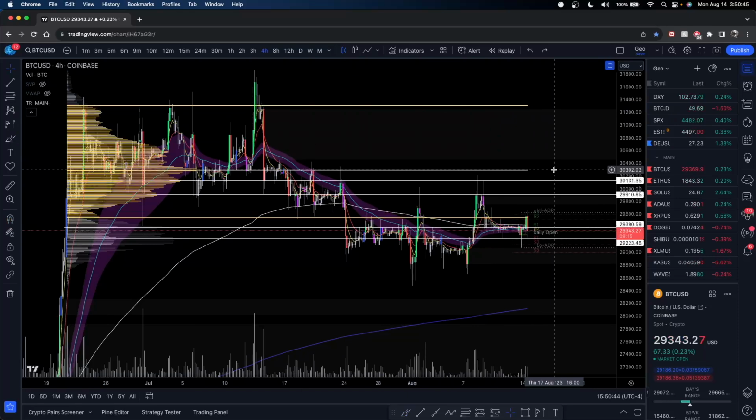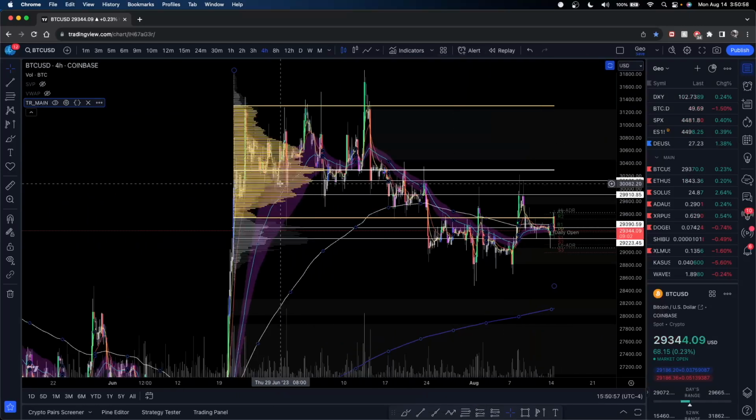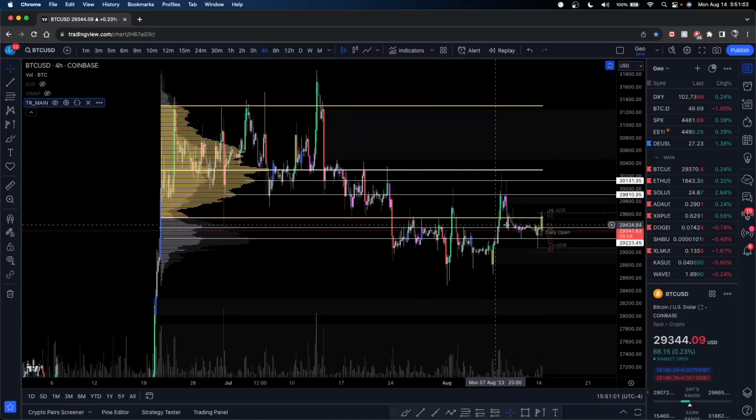Okay, so that's how I use the vectors in confluence with the value areas. And that's how we can use it to make some trades. So right now, again, I still think that we're going to break this range to the upside. I've been saying it since here. We did break down. Now we're kind of in this mini range.